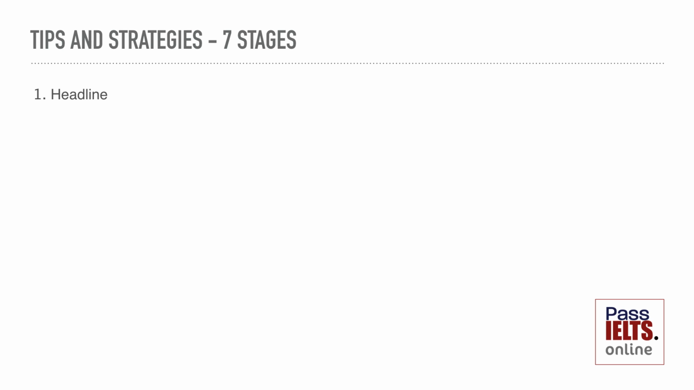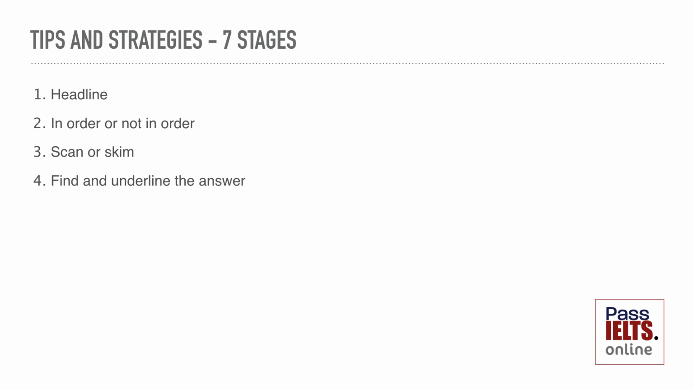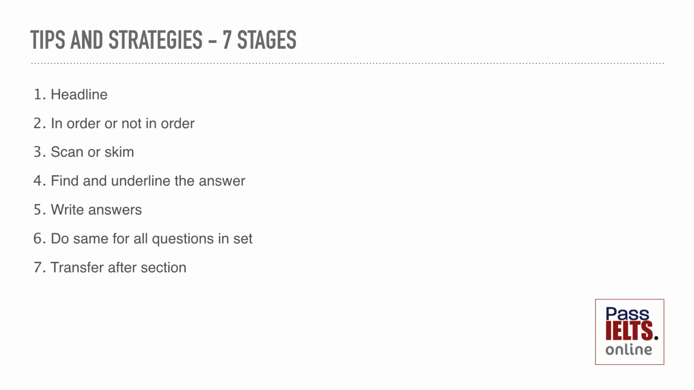Firstly, you need to read the headline if there is one. Secondly, you need to decide if the questions are in order or not in order, and then to scan or skim. Then you need to find and underline the answers. Write the answers next to the question numbers and do the same for all the questions in the set. And lastly, you need to transfer after each section.